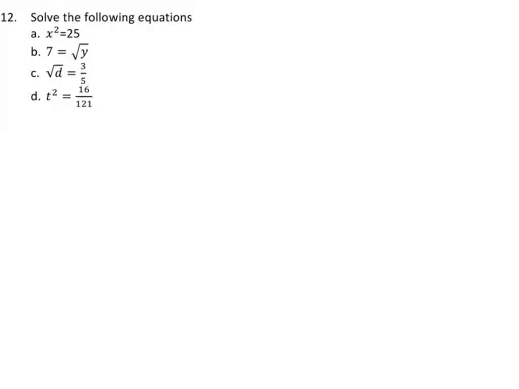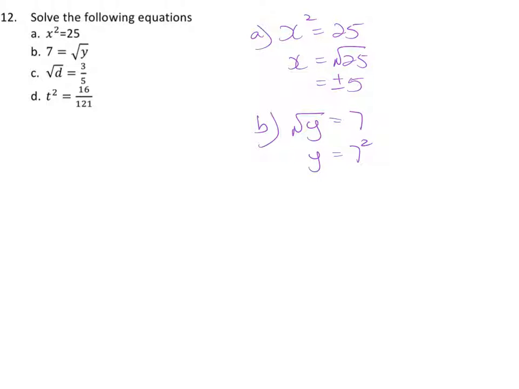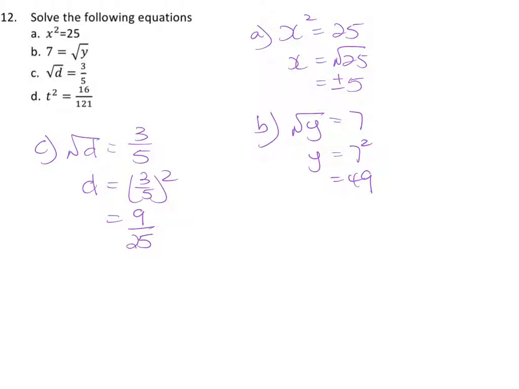Alright, number 12. 12a, if x squared is equal to 25, then x is equal to the square root of 25, which will be plus 5 or minus 5. B, if the square root of y is equal to 7, then y is equal to 7 squared, which is 49. C, if the square root of d is equal to 3/5, then d is equal to 3/5 squared, which will be square the numerator and square the denominator, 9/25.